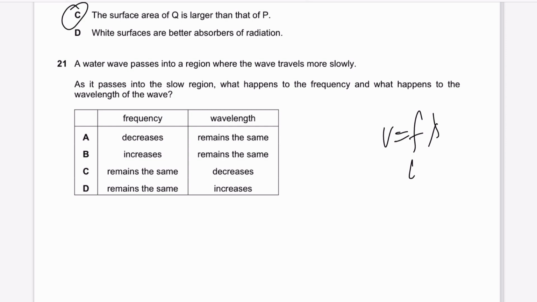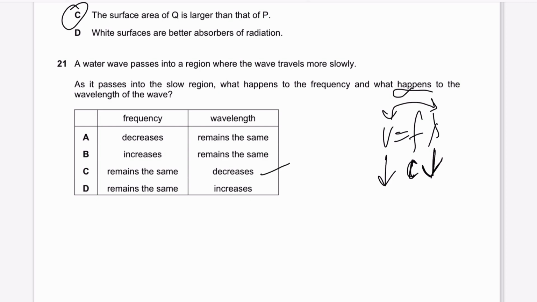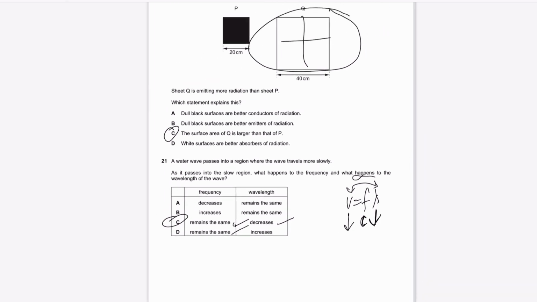We're told that the velocity moves into a slow region. The wave travels more slowly, so the velocity decreases, therefore the wavelength lambda also decreases because frequency is constant. Frequency is constant, so what will these two become? Directly proportional. So wavelength decreases, but frequency remains the same. So the answer for 21 is C.